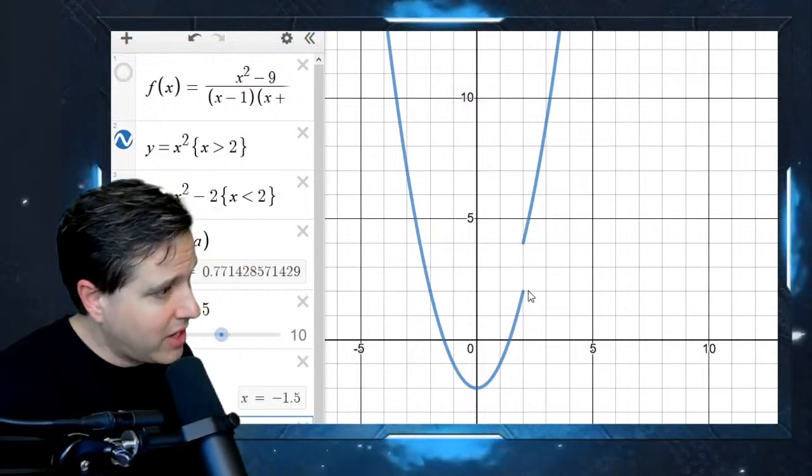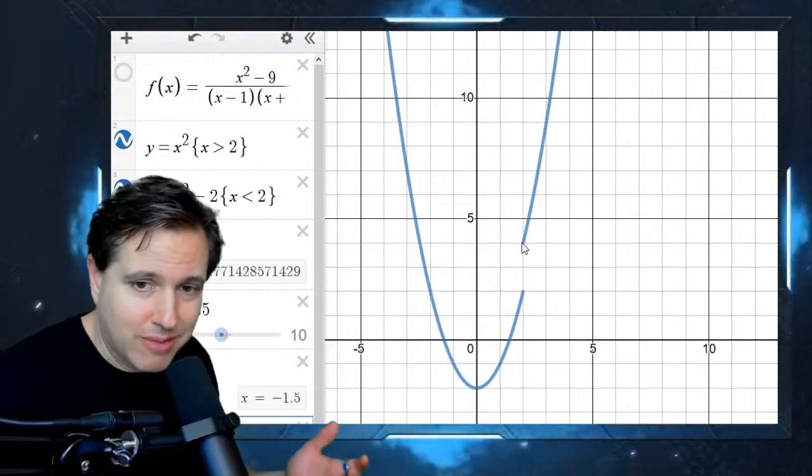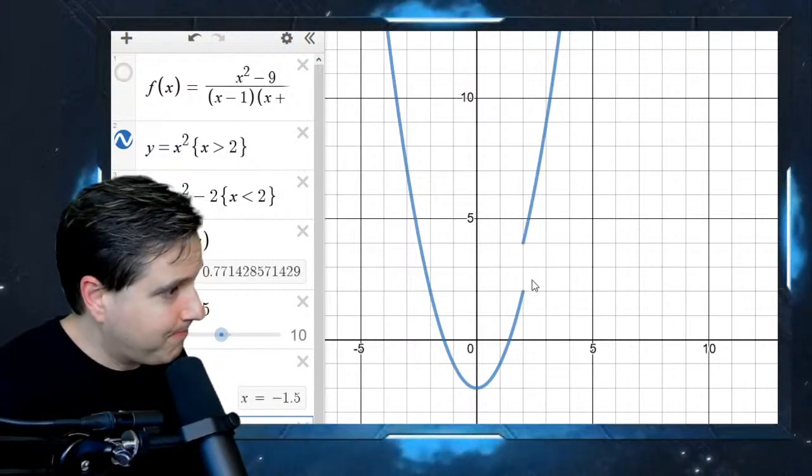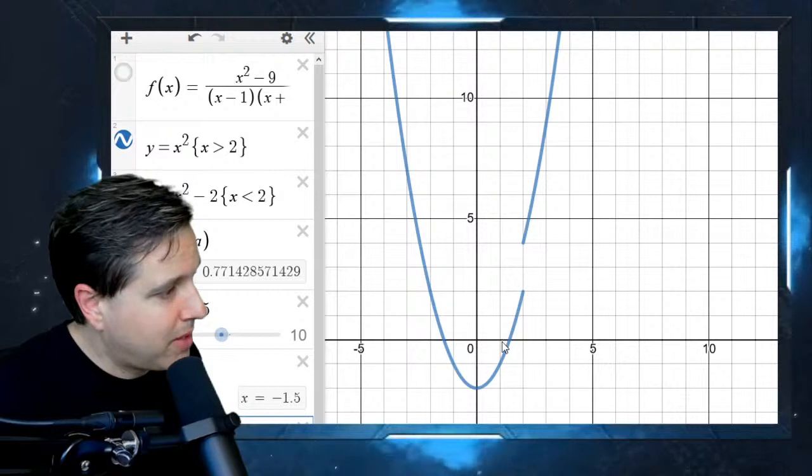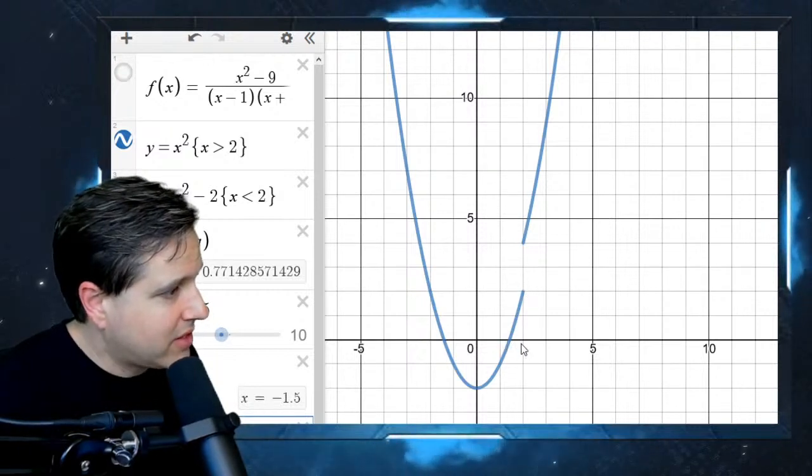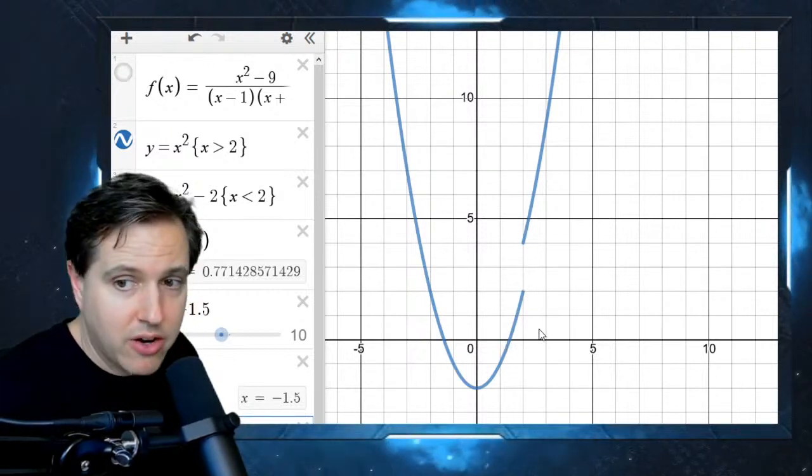To get from here to here, you'd have to make a jump, right? So sometimes you'll hear that term jump discontinuity. Well, we have a little bit of an issue here. So this is an x value of 2 right here.